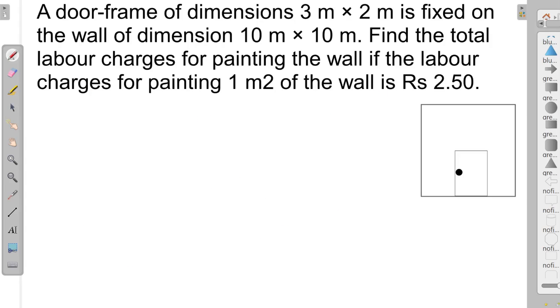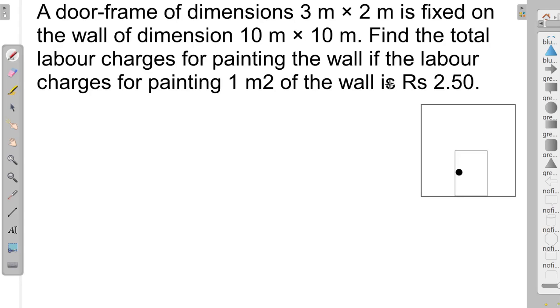So let's take an example. How to solve this type of question? Here is the question: a door frame of dimension 3 meter into 2 meter is fixed on a wall of dimension 10 meter into 10 meter. That means the wall is in square shape and the door is in rectangle shape, as shown in the figure. Find the total labor charges for painting the wall if the labor charge for painting 1 meter square of the wall is rupees 2.50.